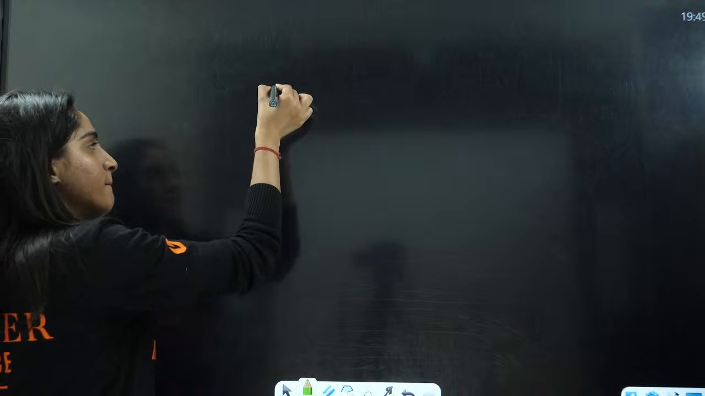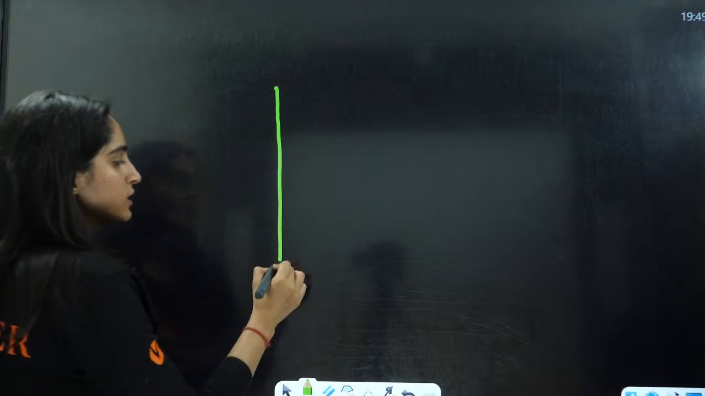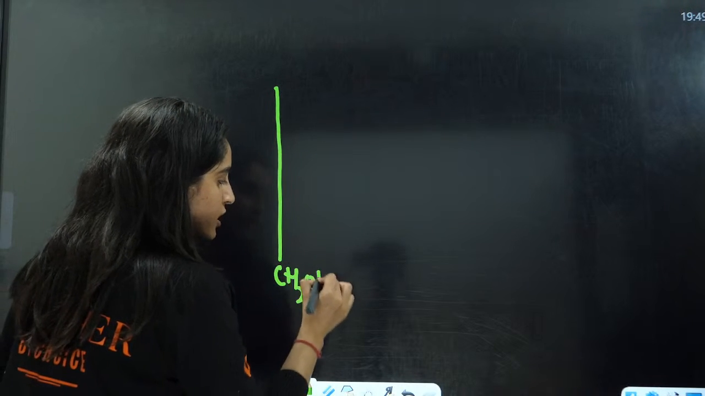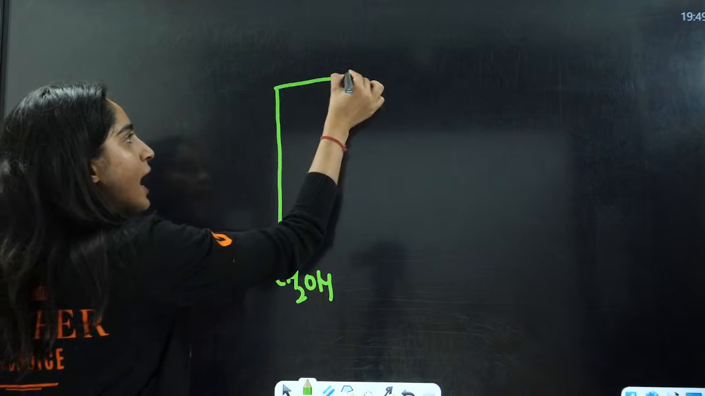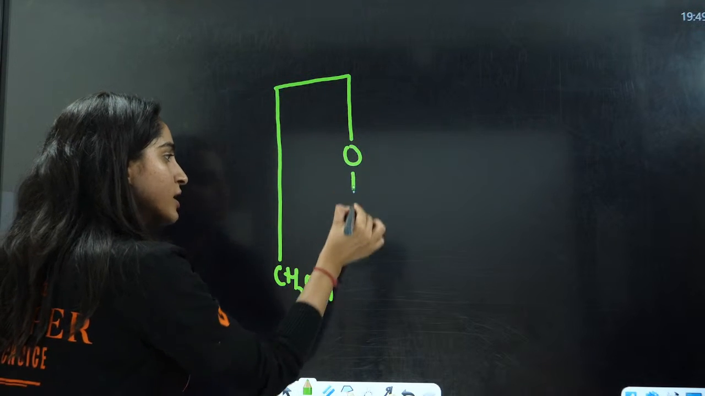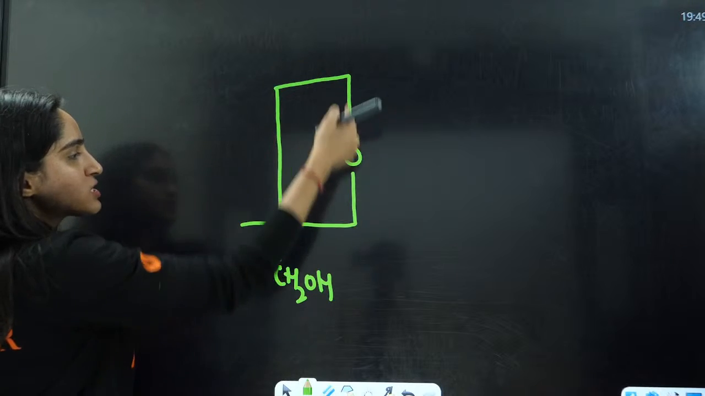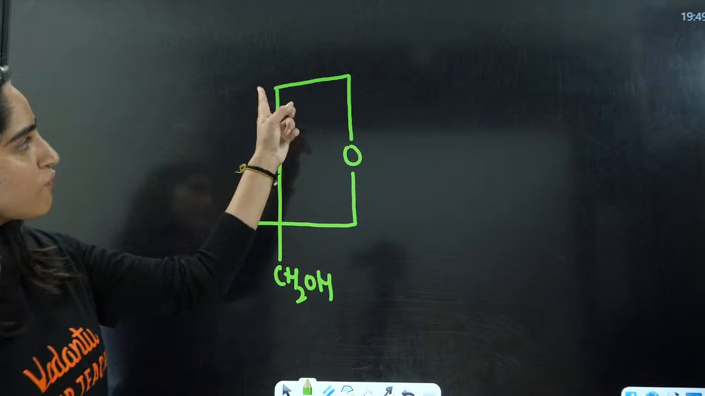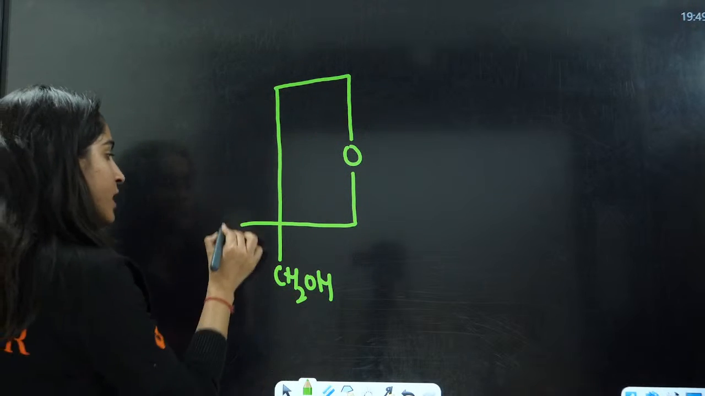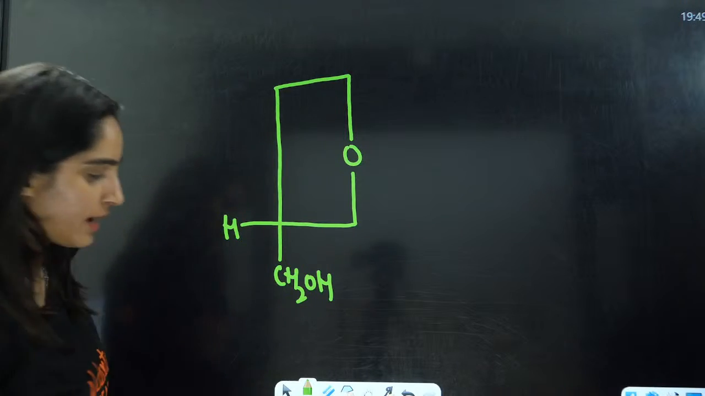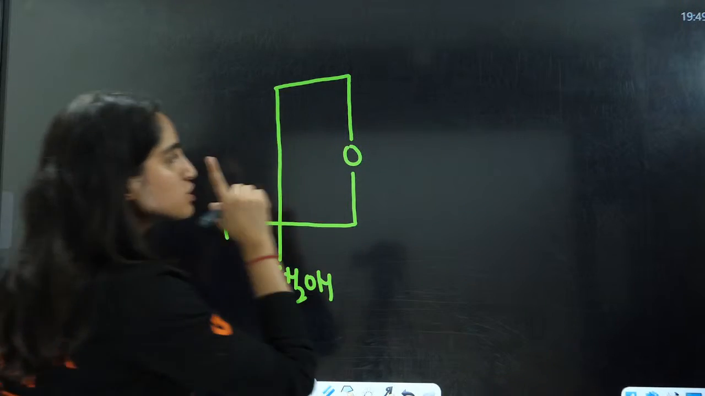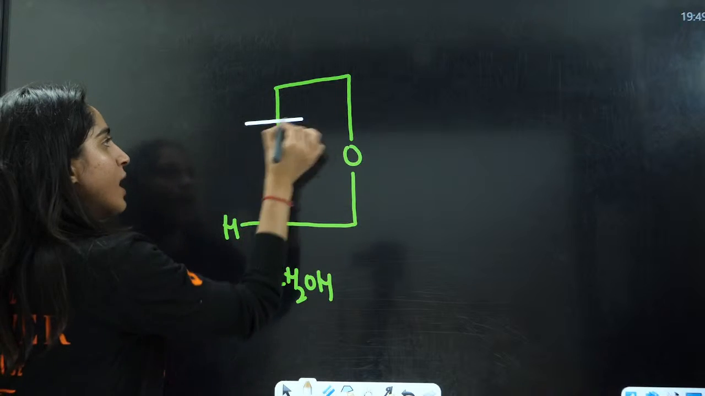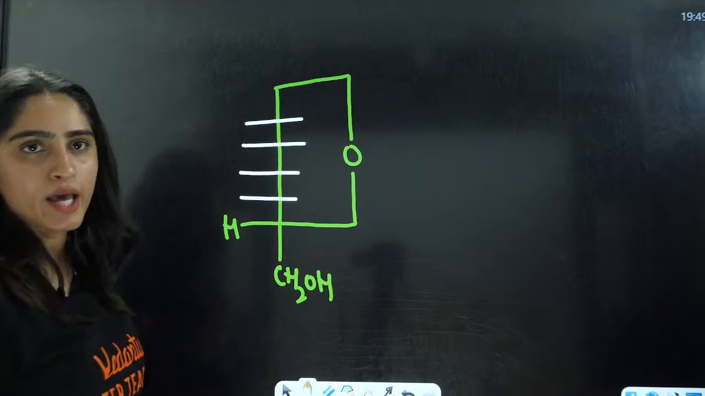Everybody, just remember 2-3 points here. Draw one line here, right? Write CH2OH, and there will be one oxygen linkage between this first carbon and here. Draw one oxygen linkage with this one and draw one hydrogen here. Have you drawn this? After this, draw 4 vertical lines. 1, 2, 3, 4.